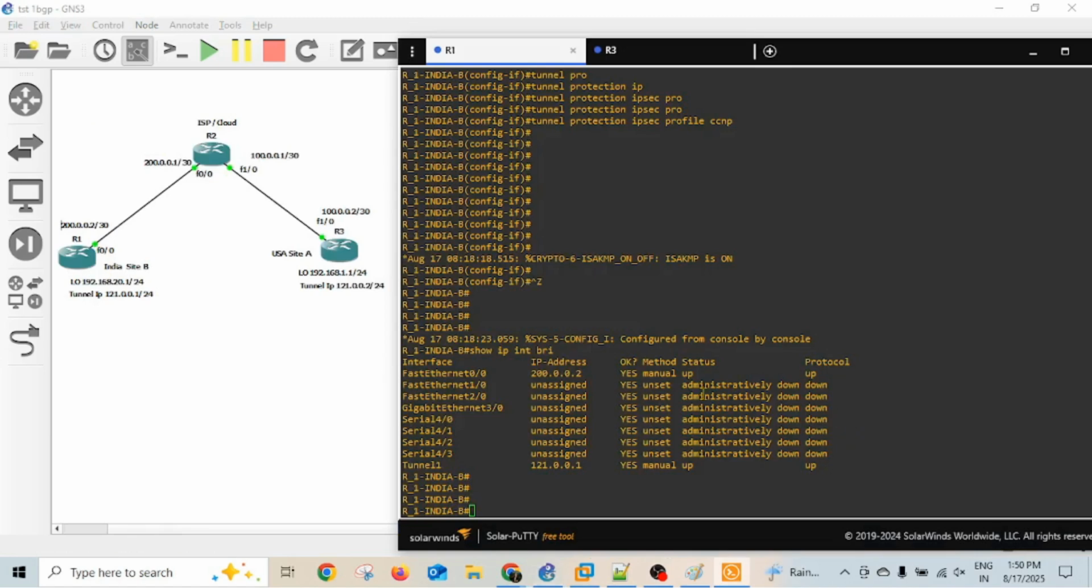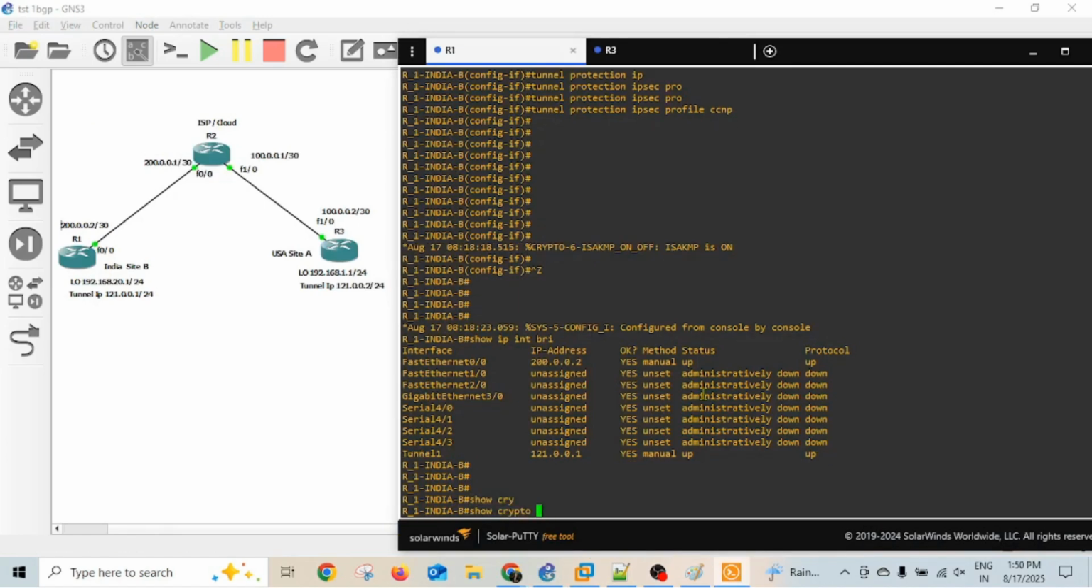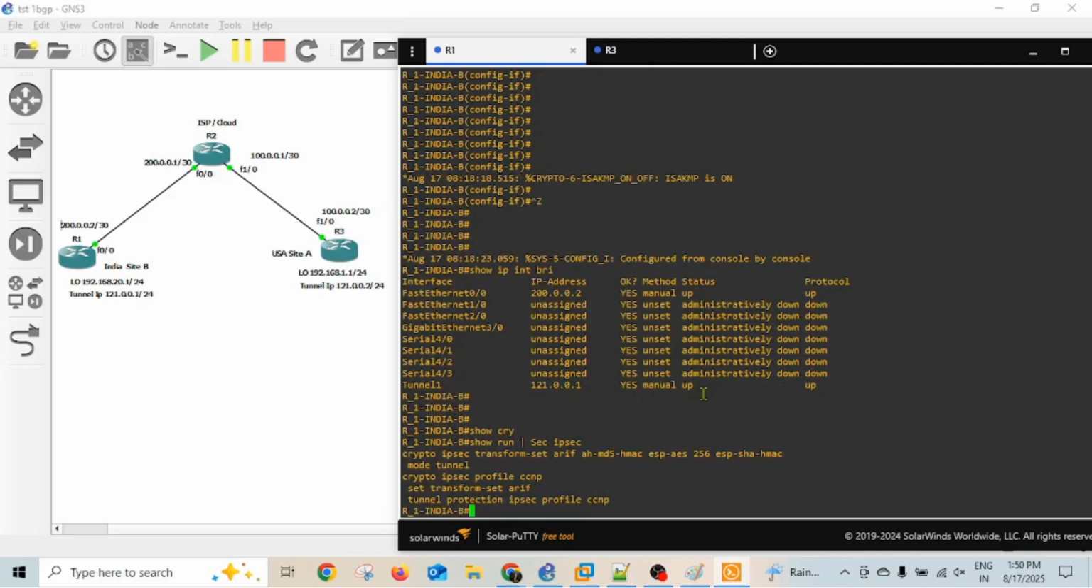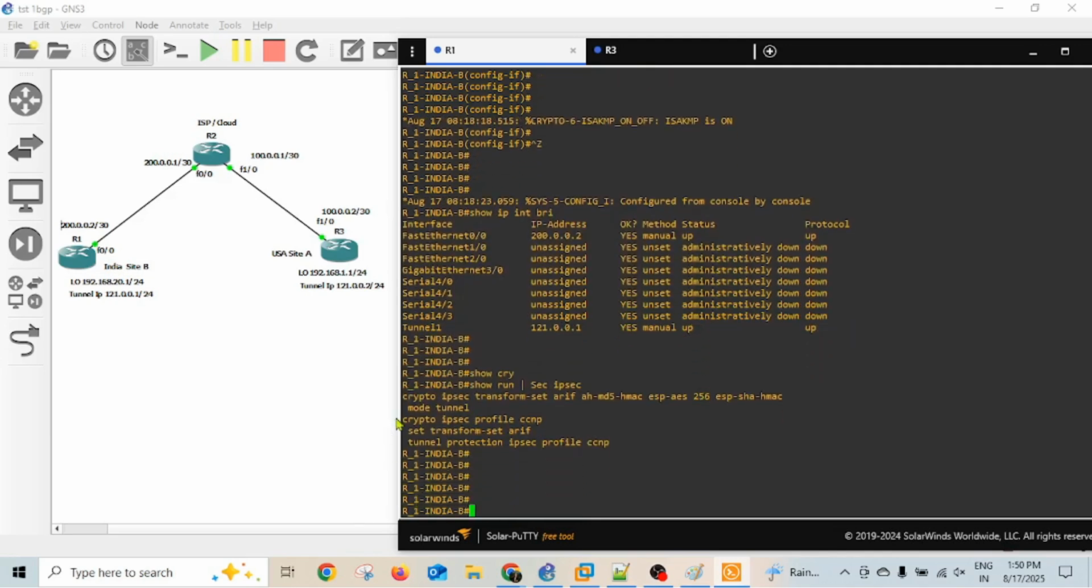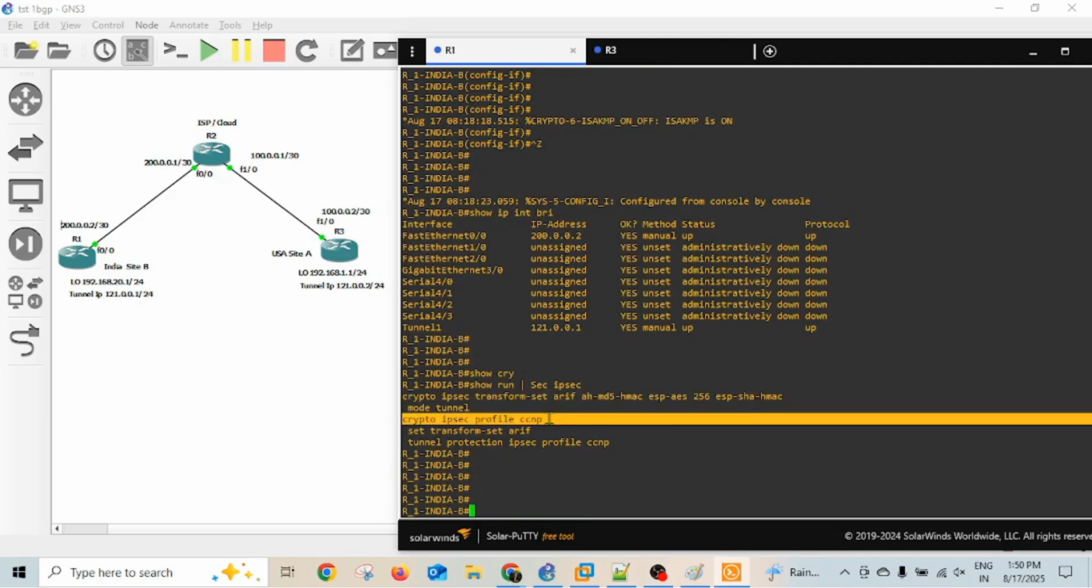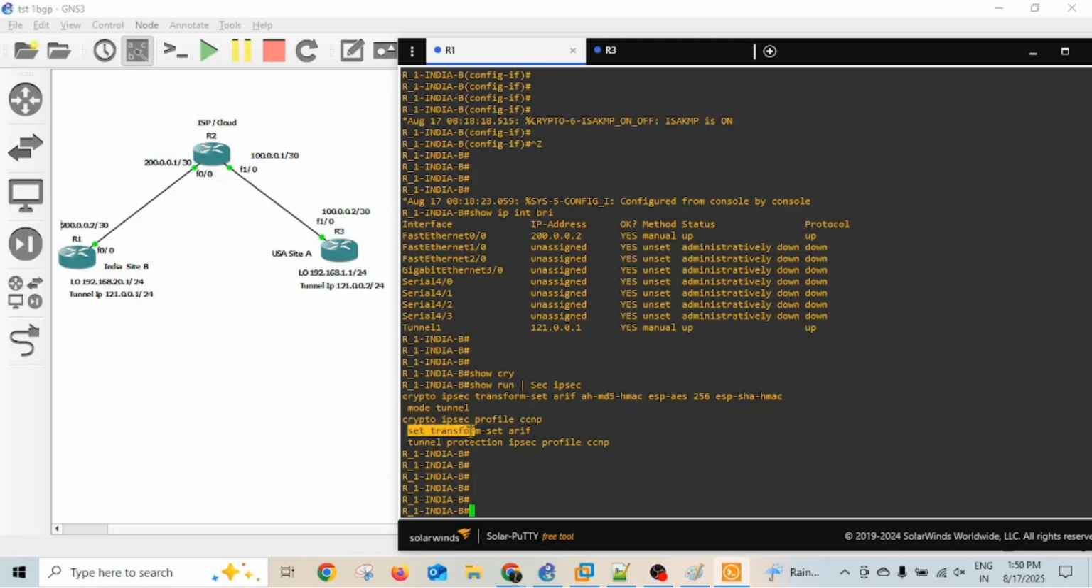Okay. So when I say show run, section crypto, you can see there is a tunnel mode. Crypto is my profile, it's just CCNP, and the transform name is Arif, and tunnel protection profile CCNP. Okay.